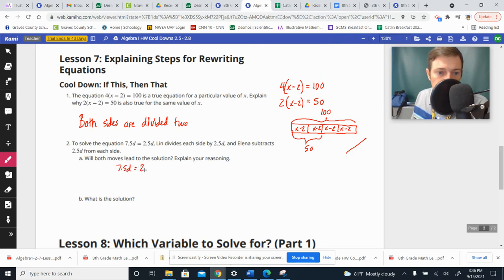So if we do Lynn's move first, let's divide this side by 2.5d and let's divide this side by 2.5d. All right, if I divide both sides by 2.5d, this will go into itself once, and 2.5 will go into 7.5 3 times. So we would end up with 3 equals 1 as our solution, which doesn't really lead to a solution. So we could say no for that one.